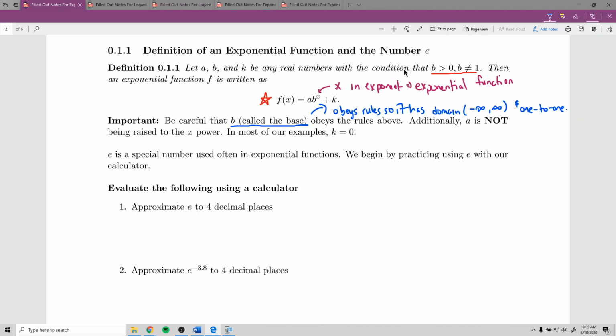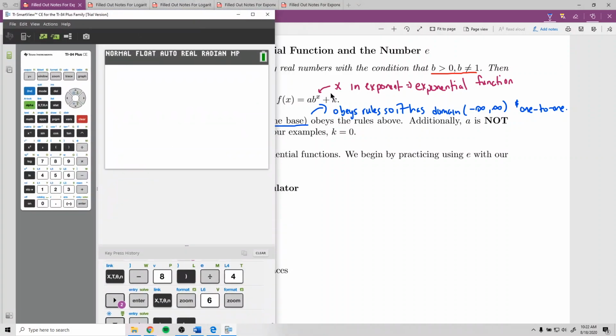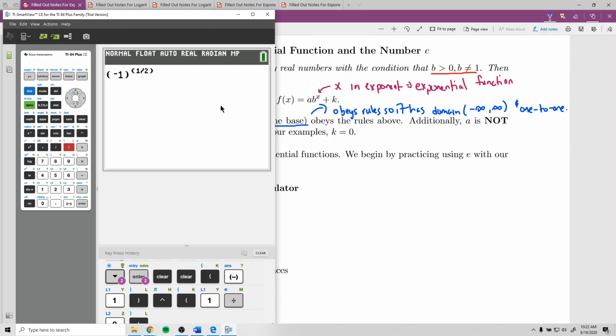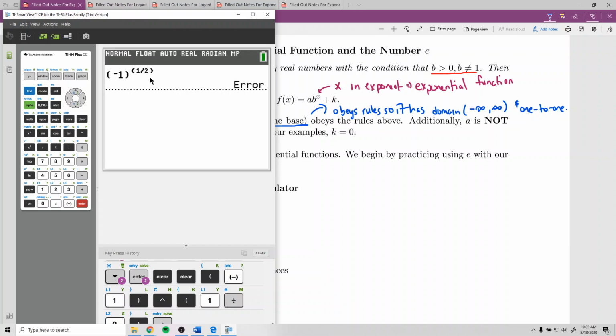Just to explain the domain thing, the reason why the base can't be negative. Let's not worry about a and k, let's just say b is negative 1. And then I want to raise it to an exponent. Let's say the exponent is 1/2. If it has domain negative infinity to infinity, this should come out as a real number, but negative 1 to the 1/2 is not a real number. That's because the 1/2 power is the same as the square root, and the square root of negative 1 is what we call i.